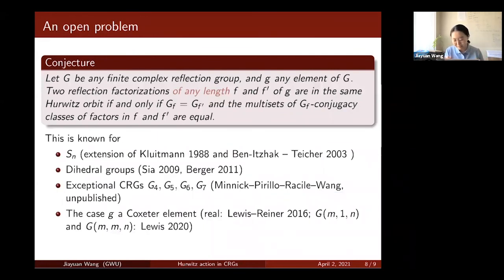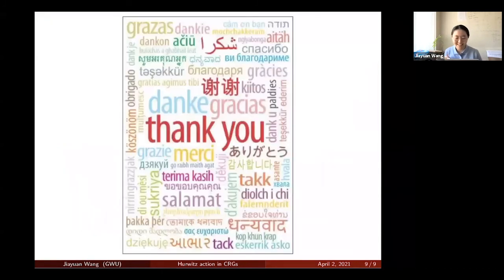In the real case, it's been done by Lewis and Reiner in 2016, and the case when it is in G(m,1,n) and G(m,m,n) was also done by Lewis in 2020. So all of these indicate that this conjecture is probably true. On that positive note, I will end my talk, and thank you very much for listening and participating.